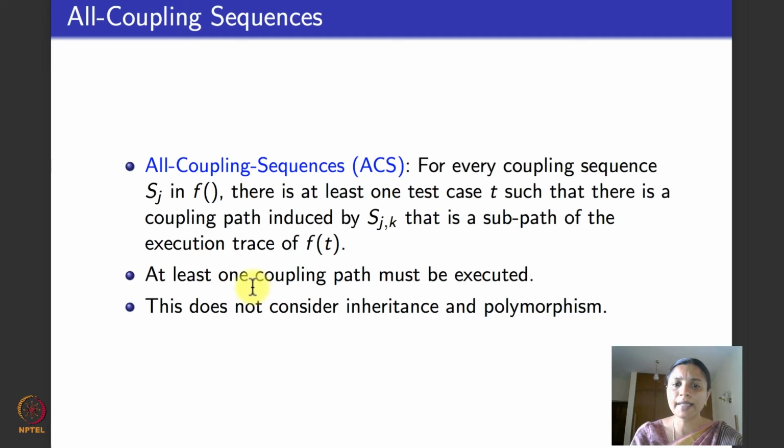Which means what? At least one coupling path must be executed. Let's say there are 3 coupling variables. All it says is that per variable, please execute at least one coupling path. Inheritance, polymorphism, and polymorphic call sets are not considered in this coverage criterion.